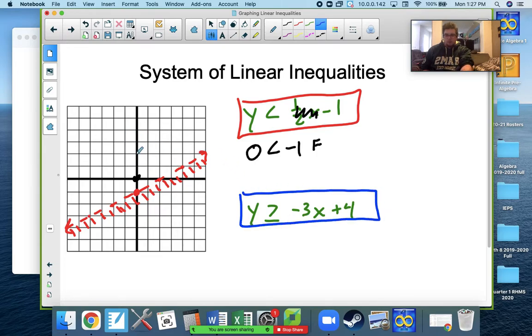So we start up 4, 1, 2, 3, 4. Down 3, right 1. Down 3, right 1. Down 3, right 1. It needs to be a solid line.